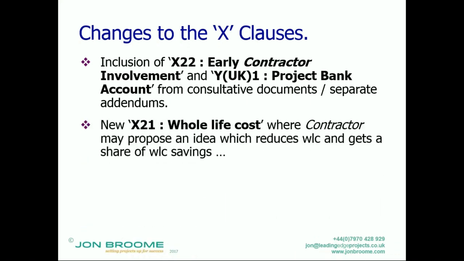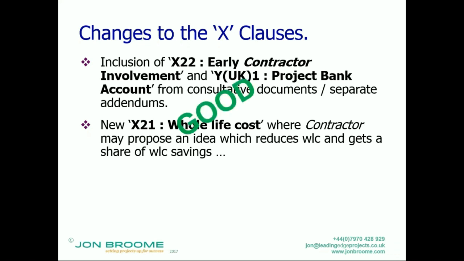There's a new X21, which is for whole life costs. So if the contractor proposes an idea which reduces the whole life cost of the asset, so makes it cheaper to maintain, but might increase the capital price, they can get a share of the whole life savings.